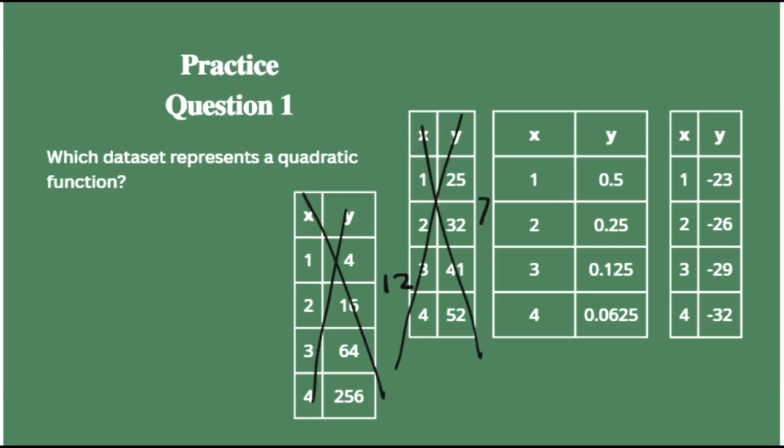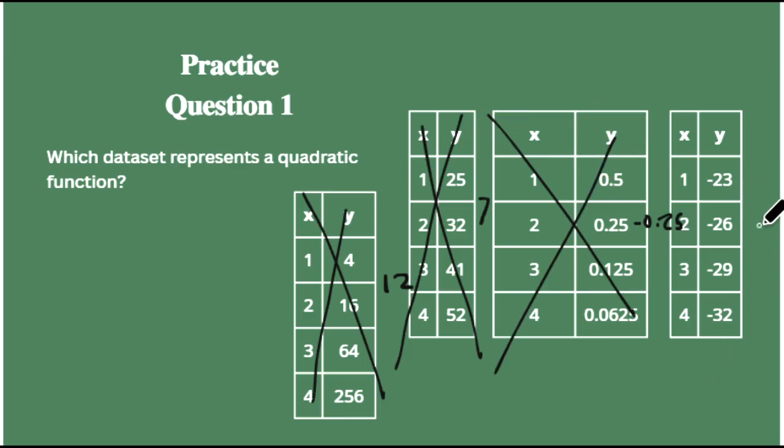They're not matching. Okay, 0.25 minus 0.5 is negative 0.25. Now let's get the next one. We have 0.125 minus 0.25 gives us negative 0.125, so it's not that one. So it has to be this one, but we're going to double check.